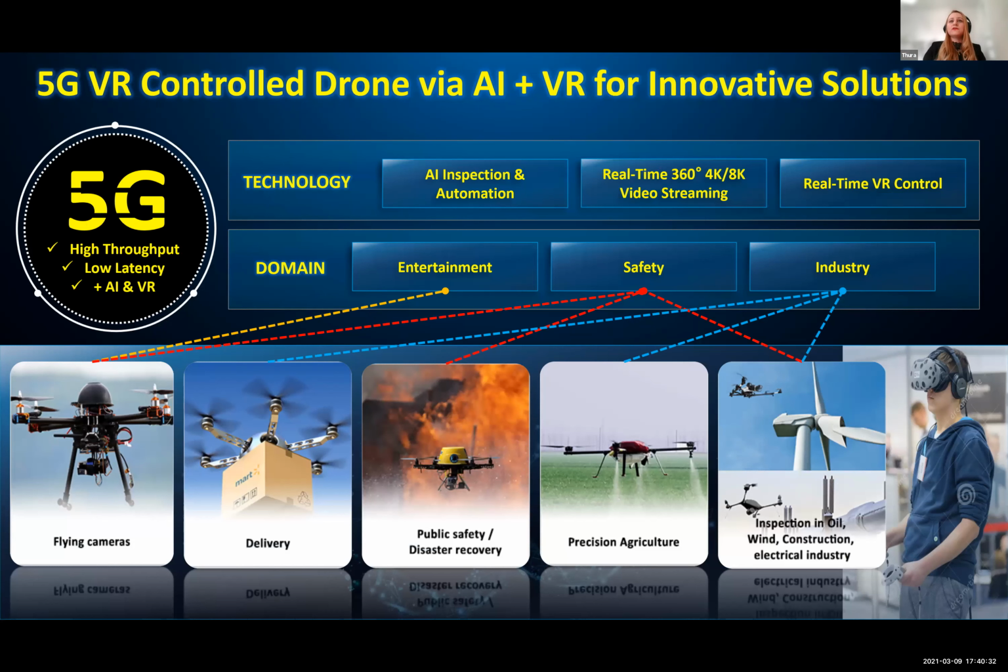Also here, I would like to address the 5G VR control drone via artificial intelligence, AI, and VR for innovation solutions. From that perspective, you can see that 5G helps us technically and covers all the domains, including AI inspection automation, real-time 360 4K 8K video streaming, and real-time VR control. We can cover the entertainment domain, including flying cameras, for example. We can also cover public safety, disaster recovery, and delivery of boxes or things. It can be very helpful for agriculture, and especially for industry, such as inspection of wind and other electrical industry.